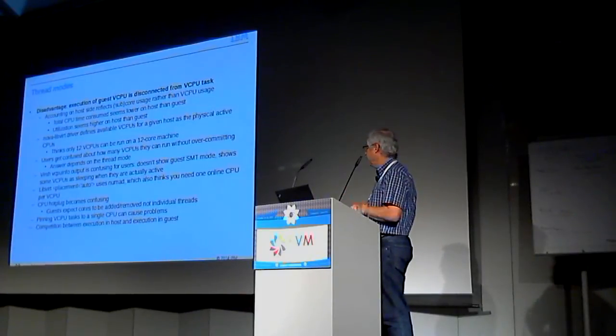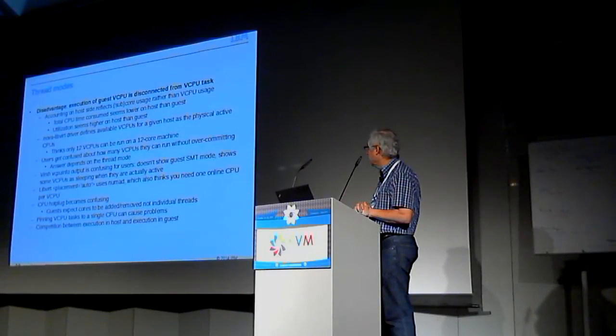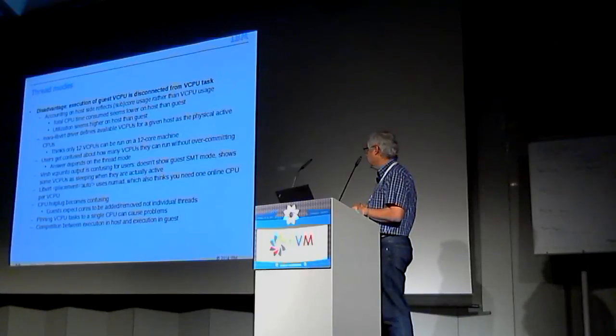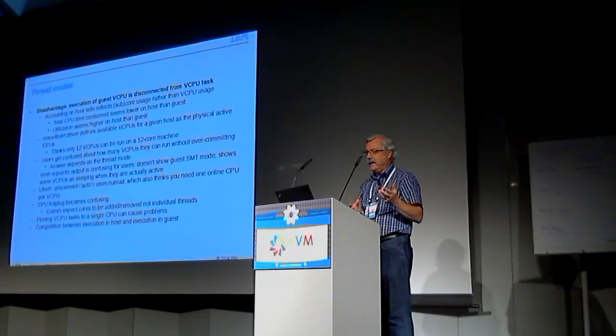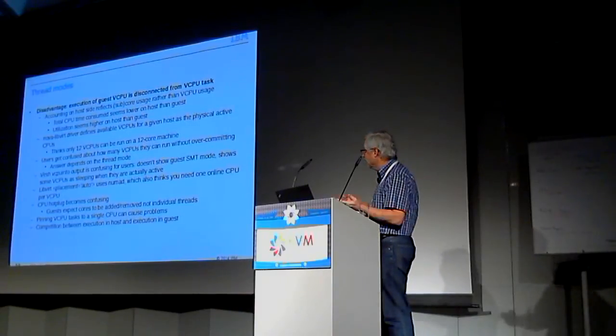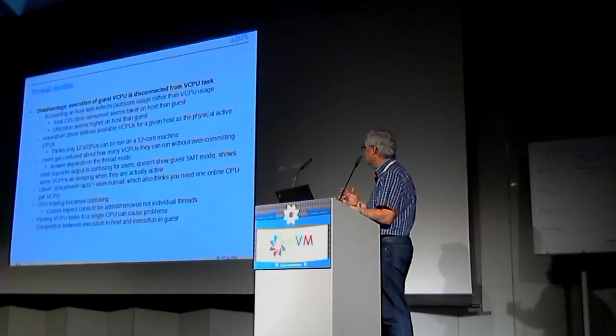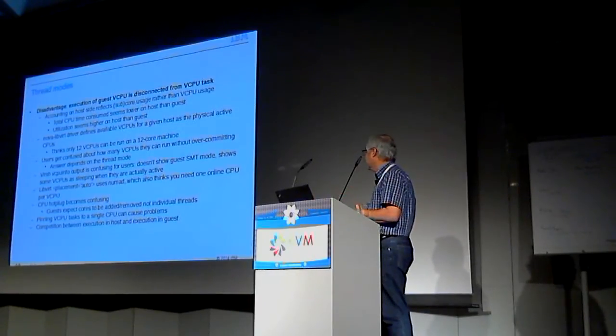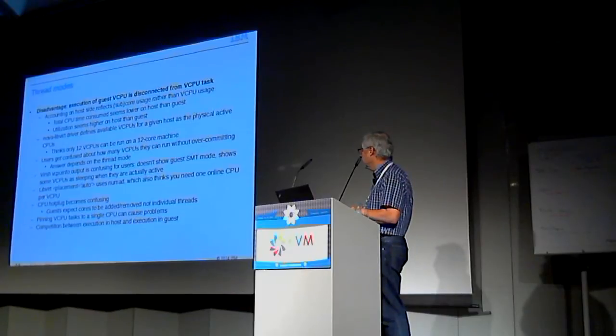virsh vCPU info output also gets confusing. It doesn't show the guest SMT modes. It will tend to say vCPUs are asleep because their tasks are asleep when they're actually active. NUMAD also doesn't know about this, and thinks you need one online CPU per vCPU.